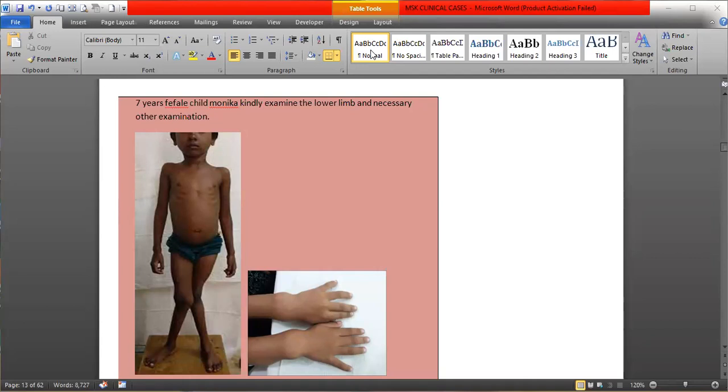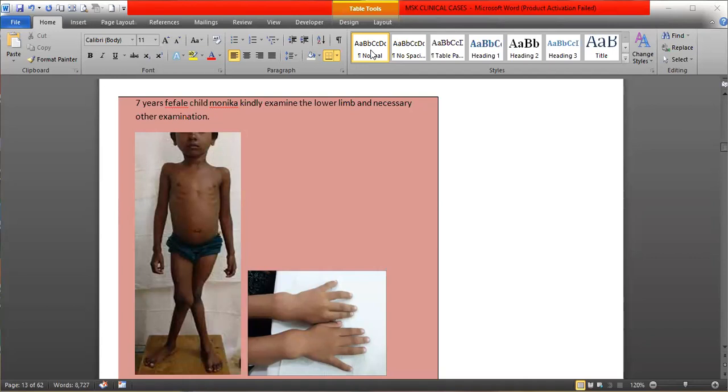I'm not asking about the investigation. I say, what is the type of defect in VDDR 1? What is the type of defect in VDDR 2? VDDR type 1, there's an enzyme defect called 1-alpha hydroxylase. So that is in the liver. So 25 hydroxy is more, and 1,25 dihydroxycholecalciferol is less.